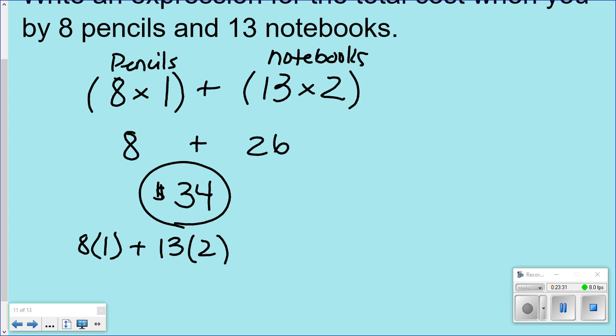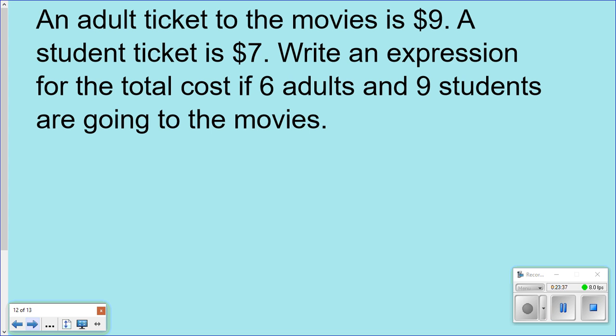What questions do you have for me? How about you do one by yourself? See if you can do it. You don't have to write the whole thing out. Put together the expression, okay? Read it. It says an adult ticket to the movies is $9. A student is 7. Write an expression if you buy 6 adults and 9 student tickets. Just write the expression. That's all I need you to do. We won't evaluate it. Just write the expression. What does it look like?